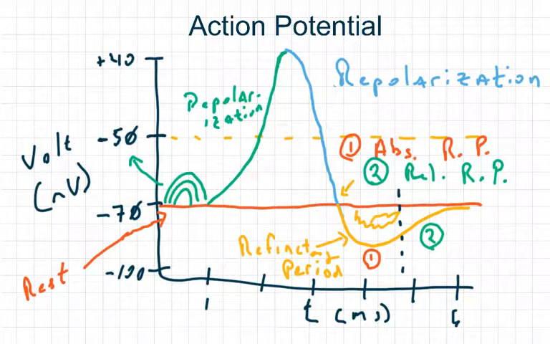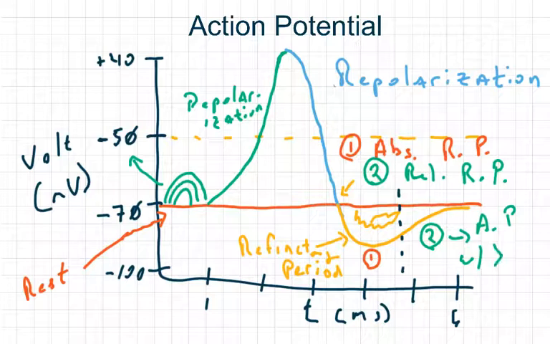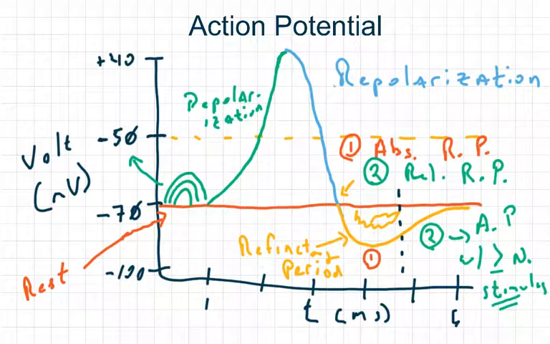And what this means is with the relative refractory period, an action potential can be generated with a greater than normal stimulus. That's all that means. In short, this is what an action potential is in graphical form from our definition.